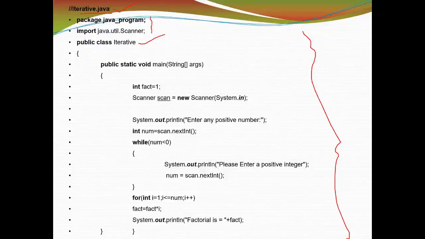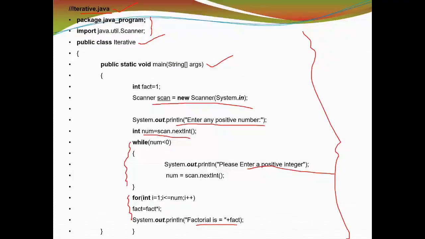These are the packages which are used, and this is the main method, and this is the creation of the object, and here you are displaying the message to accept the number. Here you are going to accept the input, and then you check whether the entered number is positive or not. If the entered number is positive, then it calculates the factorial of the number and displays it.